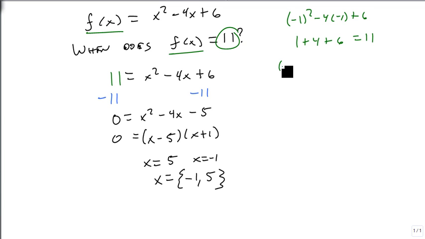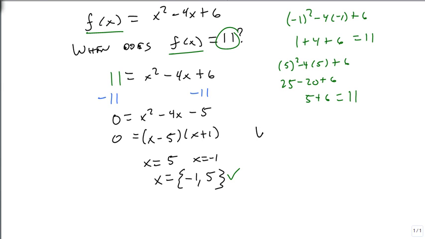For the 5, we get 5 squared minus 4 times 5 plus 6, which is 25 minus 20 plus 6, which is 5 plus 6, which is again 11. Since it works for both of them, we know we have our solution.